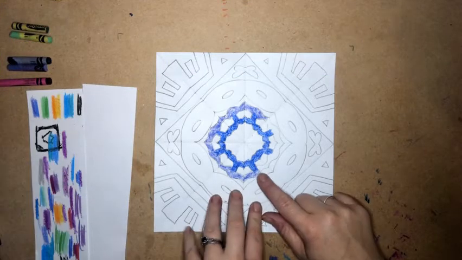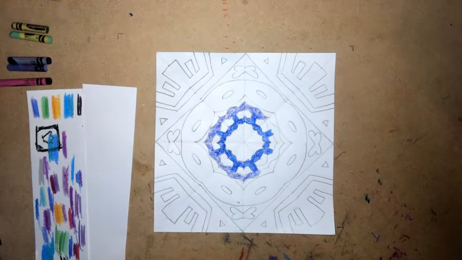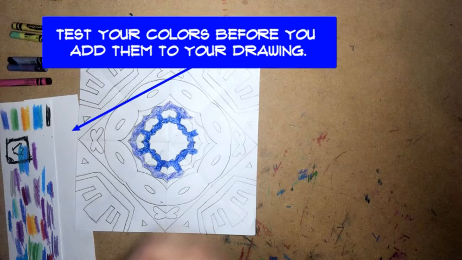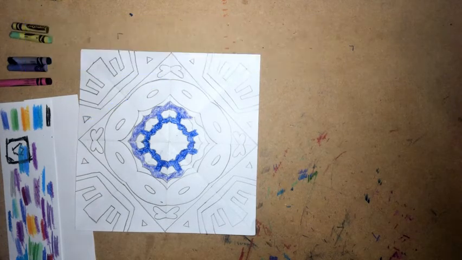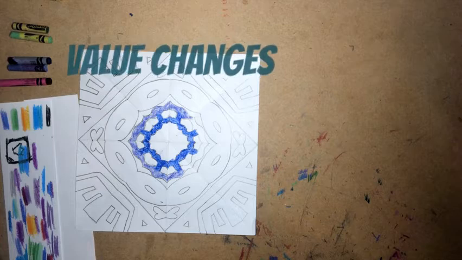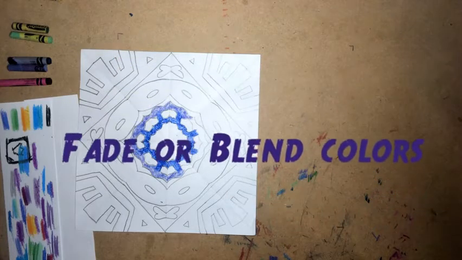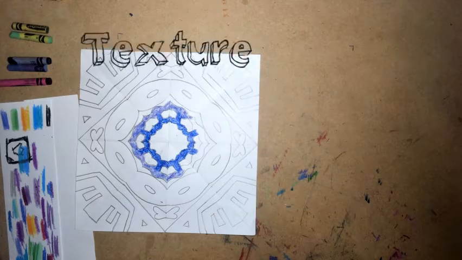So as you can see here, I've started coloring this one. I want you to try a couple different things. I want you to work on your skills with coloring, and I want you to think about how you can use the different mediums to create value changes, how you can create fades from one color to a next, and how you might even be able to add texture into your image.